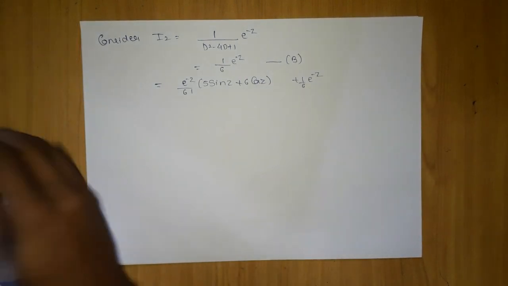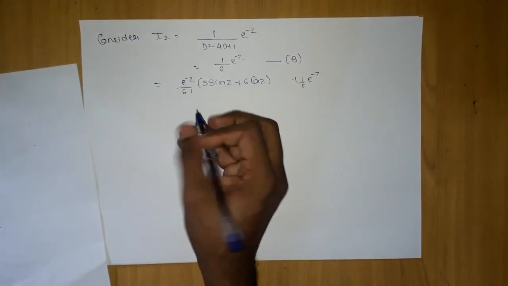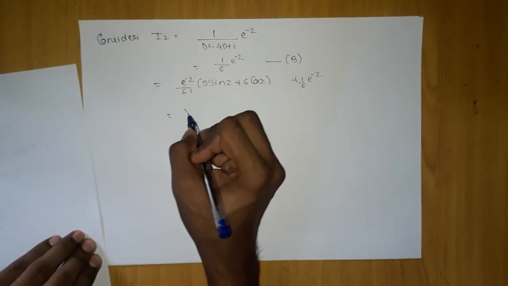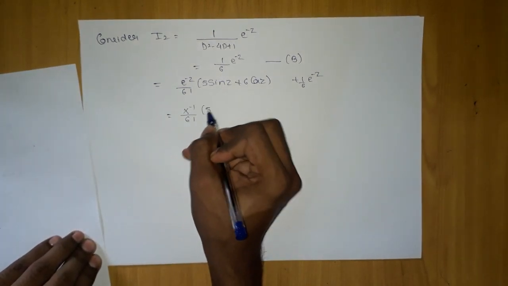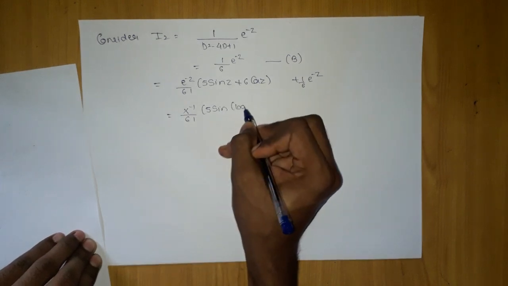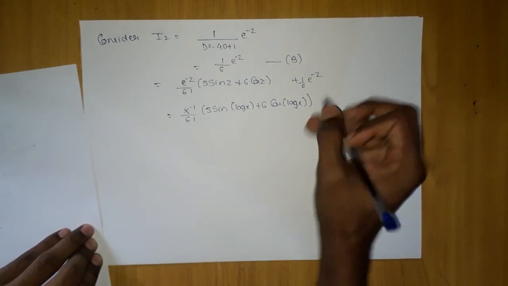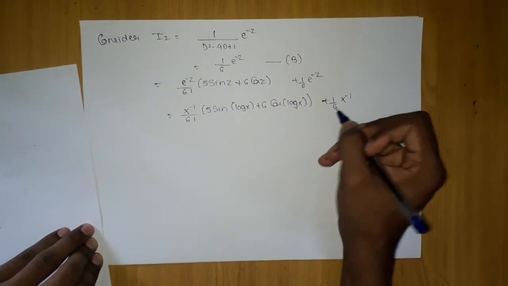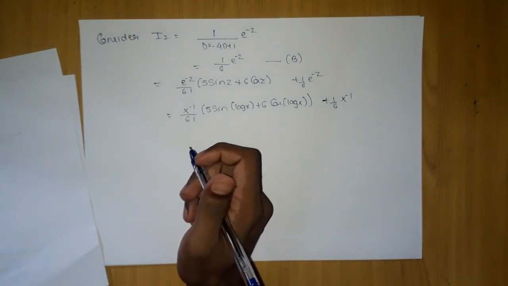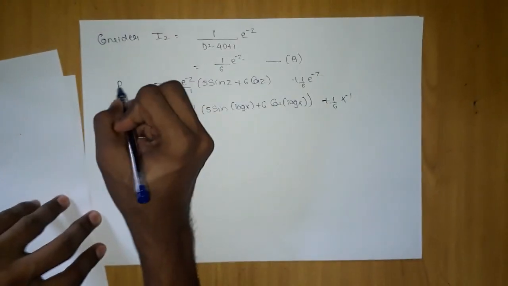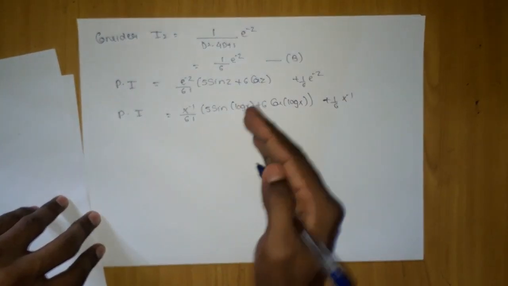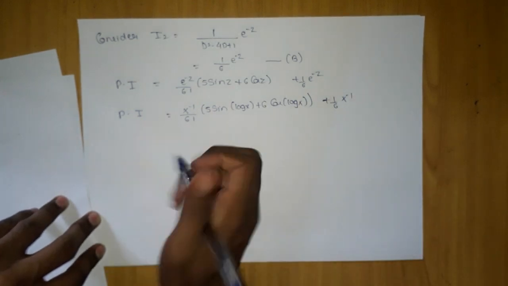Now I am going to resubstitute z, so e to the power z is x, giving x to the power minus 1 by 61, 5 sin log x plus 6 cos log x bracket close, plus 1 by 6 x to the power minus 1. So this is our required I1 and I2. So we got our particular integral. We just substituted A and B in the first one, and then resubstituted and got the final particular integral.